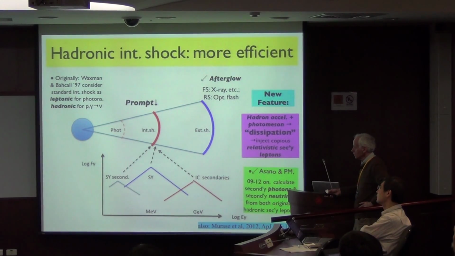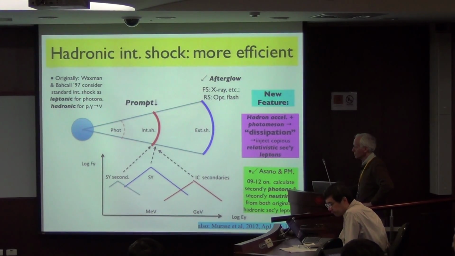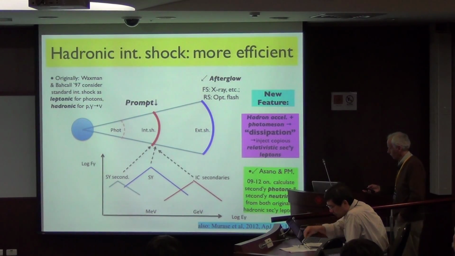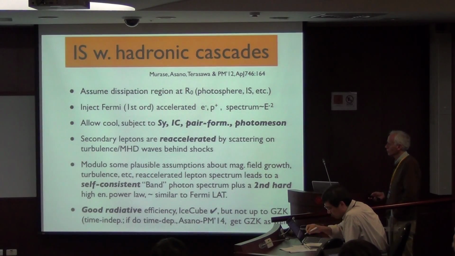But more recently, we've considered what happens with the secondaries from these P-gamma interactions, not just for doing neutrinos, but for making lepton secondaries, which are then re-accelerated, and then you can produce synchrotron radiation and inverse Compton and secondary synchrotron radiation. So you can calculate the photon effect, the electromagnetic radiation from these hadronic secondaries.